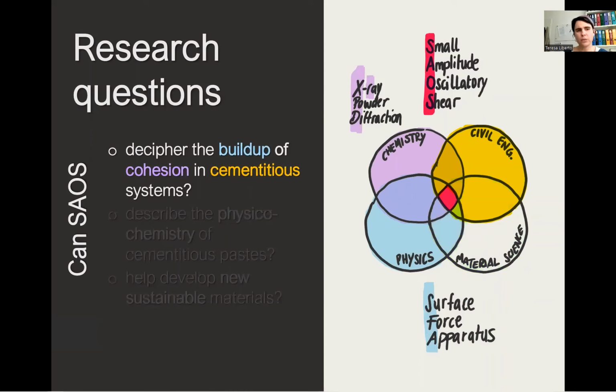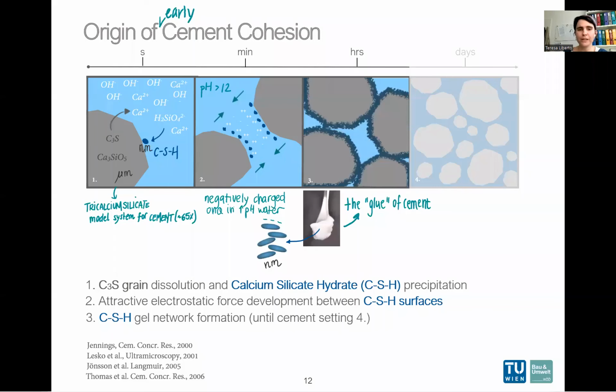To reply to this question, I will show you some projects in which SAOS is coupled with X-ray powder diffraction and surface force apparatus. Before that, I would like to share this schematic in which I show you the origin of early cement cohesion. Here I sketch a C3S grain, or a cement grain. I use C3S because tricalcium silicate is the main constituent of cement and can be used as a model system.